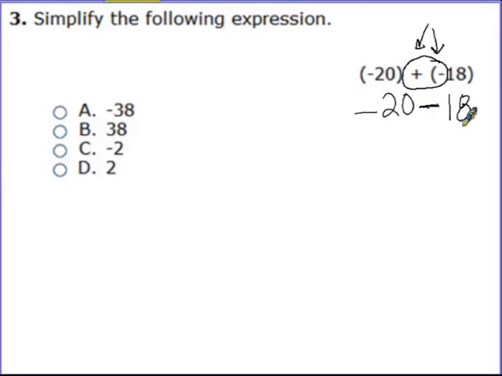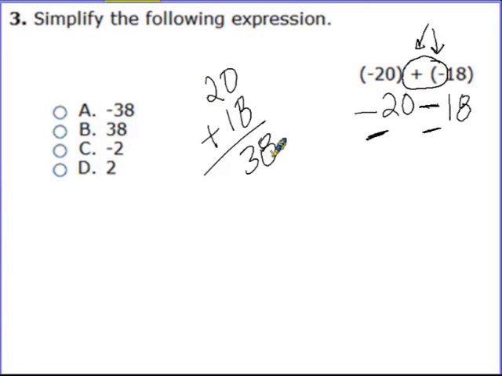So now our problem looks like this. Negative 20 minus 18. Now my signs are the same, just like last problem. When signs are the same, we have to add. So 20 plus 18 equals 38. Then we take the sign of what we have more of in the problem. We've got a lot more negatives in this problem than we do positives, and so my answer remains negative 38.